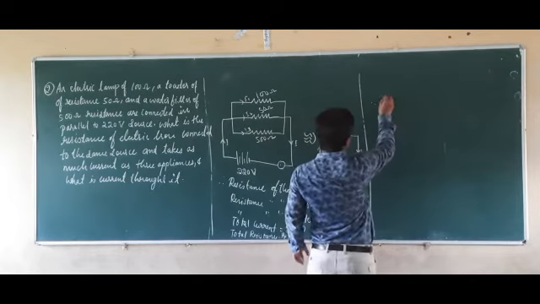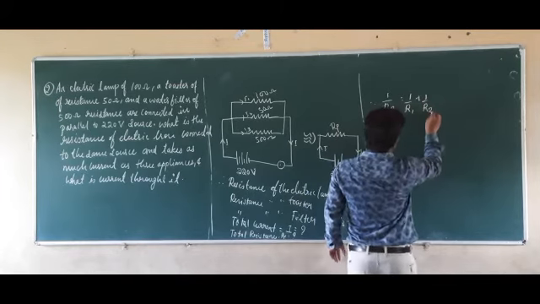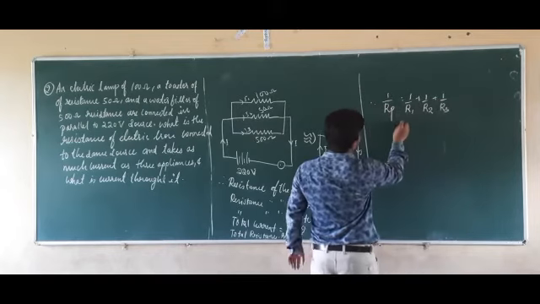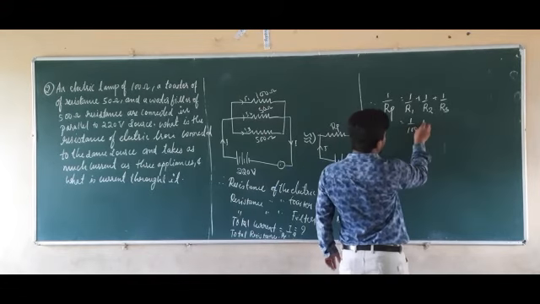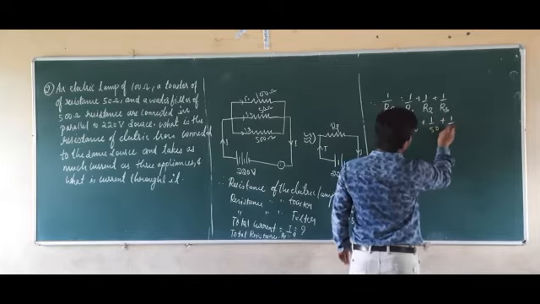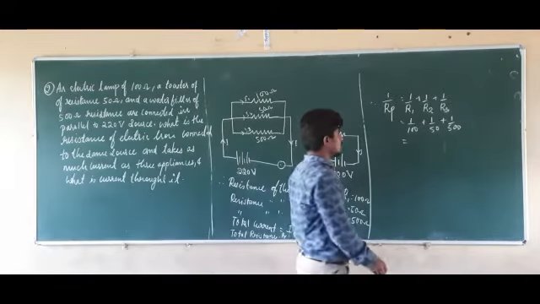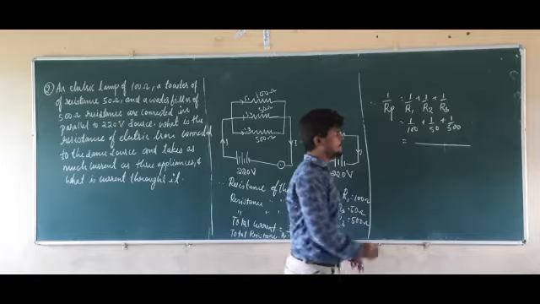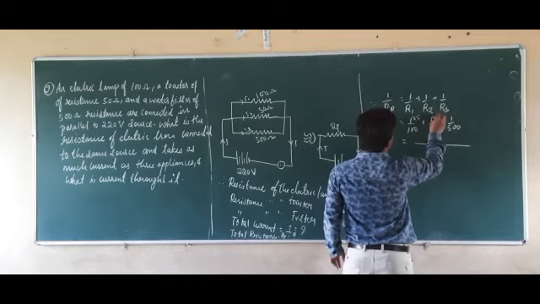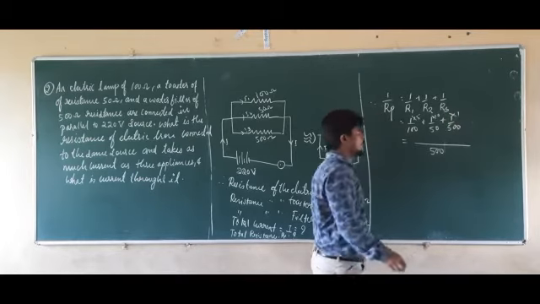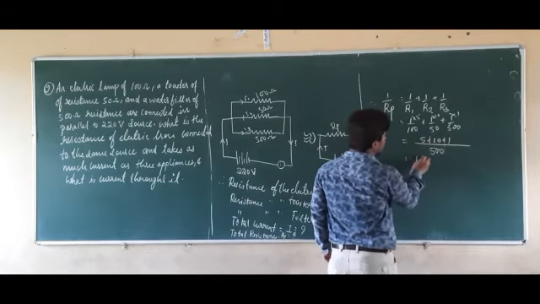So therefore, 1 by RP equal to 1 divided by R1 plus 1 divided by R2 plus 1 divided by R3. R1 is 100, R2 is 50, R3 is 500. So 1 divided by 100 plus 1 divided by 50 plus 1 divided by 500. If you take the LCM of 100, 50 and 500, it will be 500. So here into 5, here into 10 and here into 1. So 5 plus 10 plus 1 is equal to 16 divided by 500.